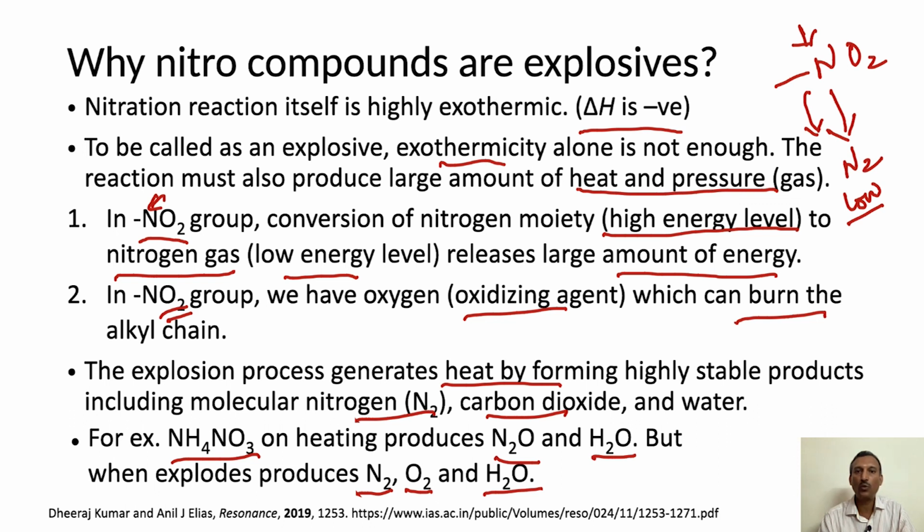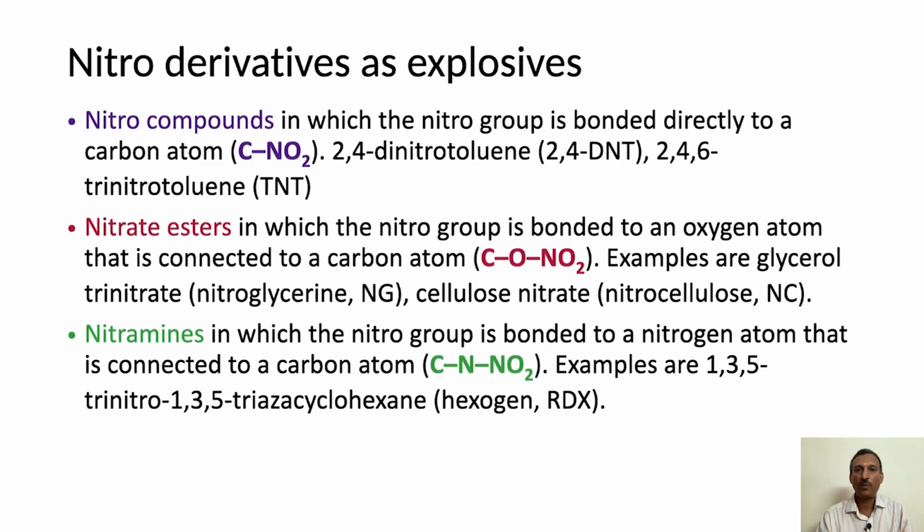So these are the two different ways by which the reaction can proceed. Instantaneous reactions are called explosive reactions and normal reactions are called decomposition reactions. So there are some examples of nitro derivatives as explosives.